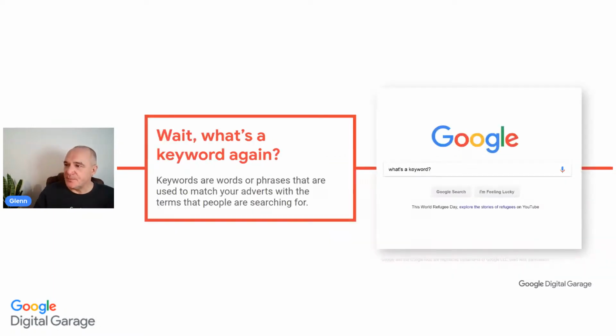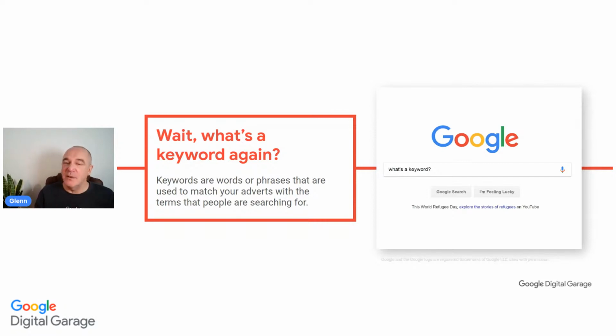So keywords are words or phrases that are used to match your adverts with the terms that people are searching for. So you want to essentially identify the words that people are using when they're searching for products like yours. So in the example page, you can see there where it says, what's a keyword? What's a keyword are the keywords. So you can see how that works.